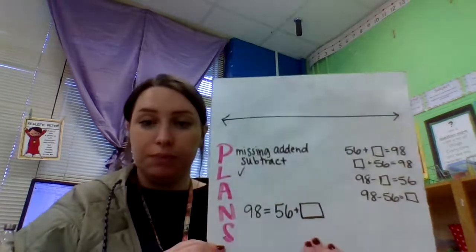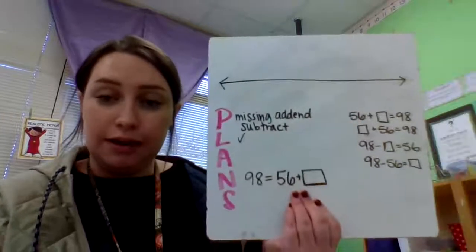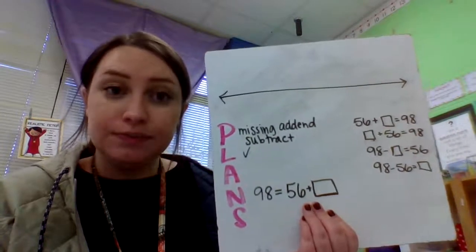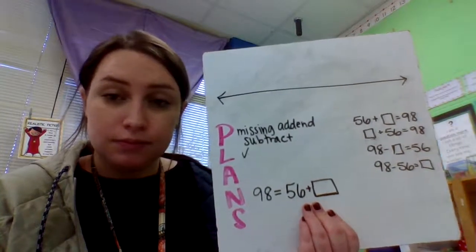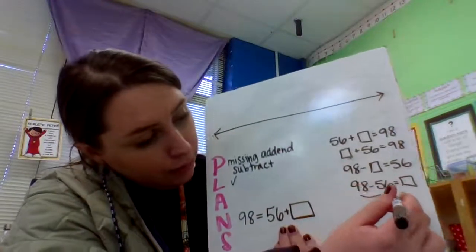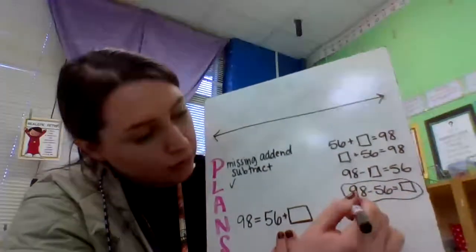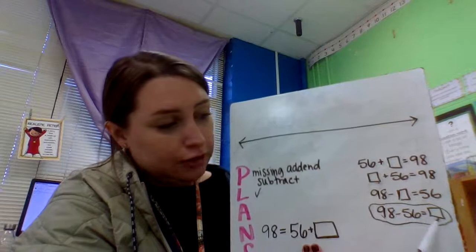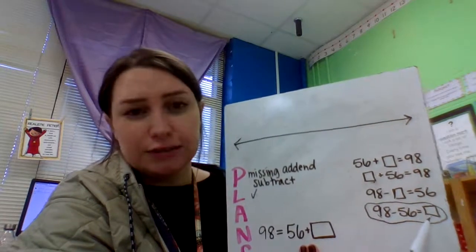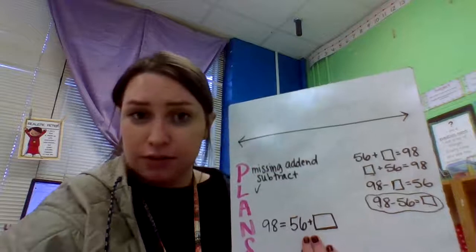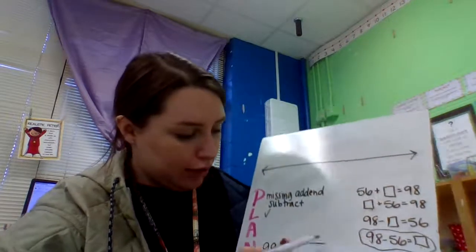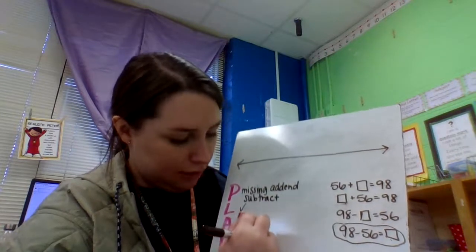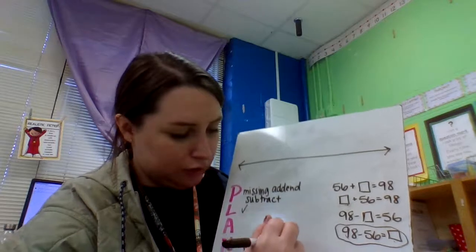Which one would be the best for us to use today? Well, this one is going to be the best for us to use today because it has both of our numbers over here and our sum or our difference. It's the difference in subtraction, so our difference being behind the equal sign. So let's write that number sentence down. 98 minus 56 equals some number.